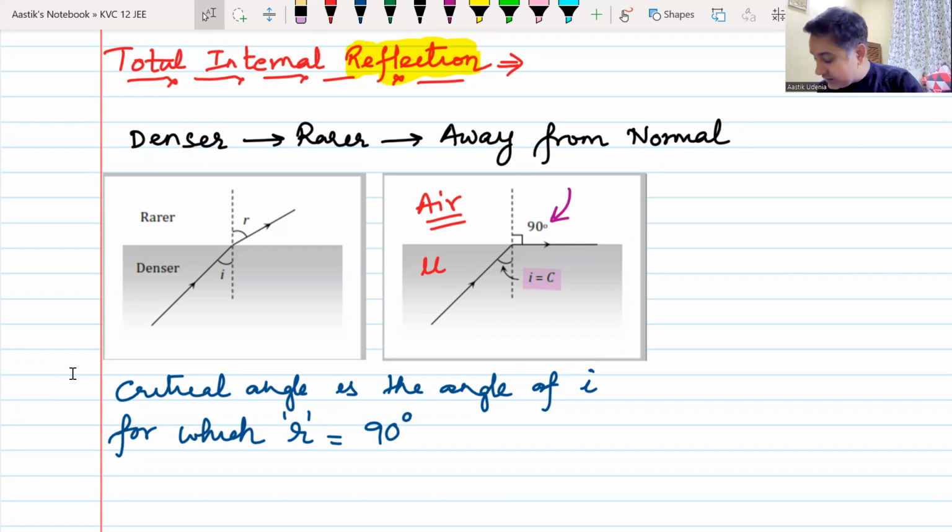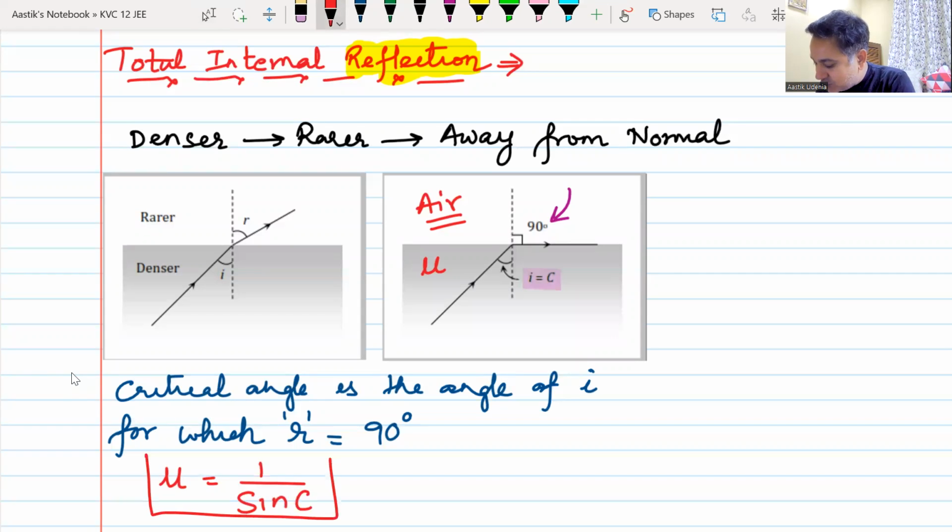Mu and sine C. I think you will get this relation. Mu is equal to 1 by sine C, na? You were saying mu into sine C is 1. I am saying mu is equal to 1 by sine C. You will say the same thing, na? But this is how you remember it. If you want, you can remember it in this way: mu into sine C is a constant. Do we understand this? Yes or no? Raise hand, it will give me more confidence.